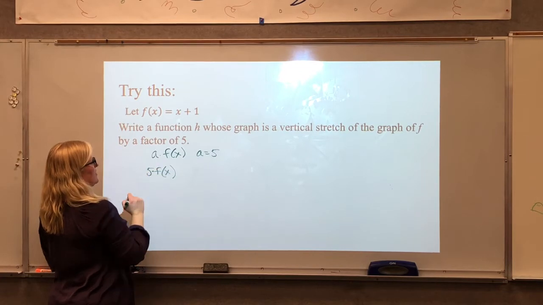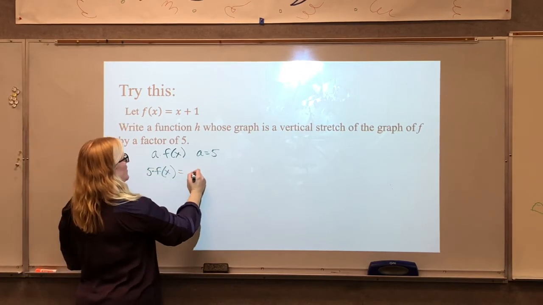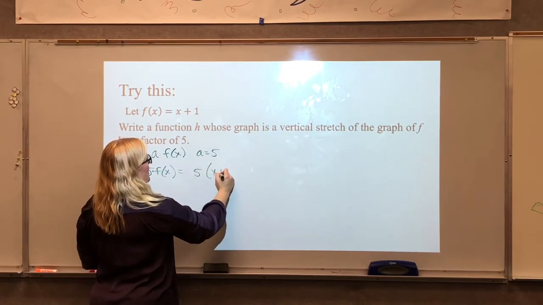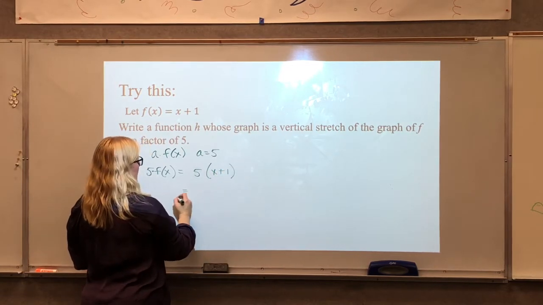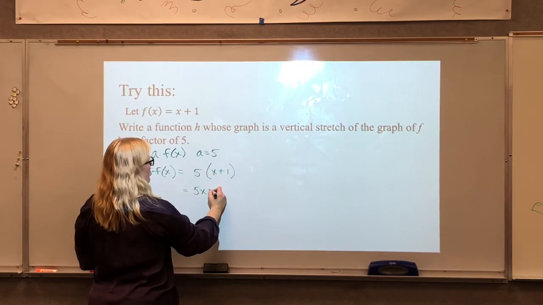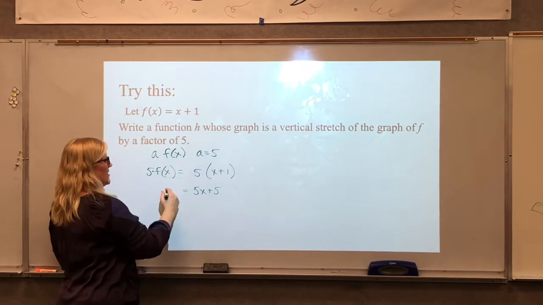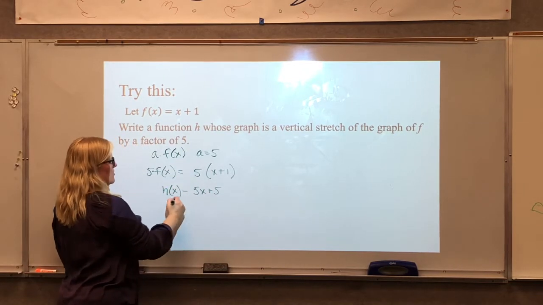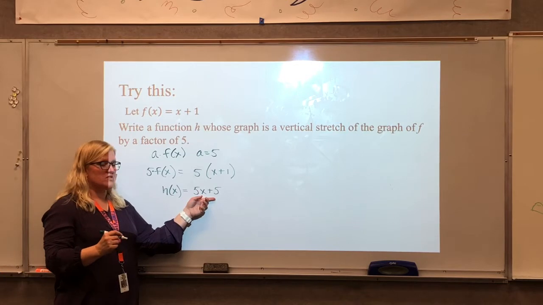Maybe I should put a little dot in there. All right, so this is going to be 5 times x plus 1, and I get 5x plus 5. And they want us to call it h. So h of x is 5x plus 5.